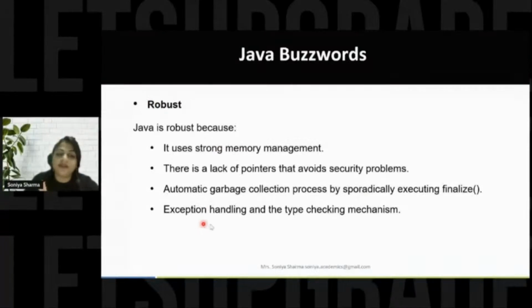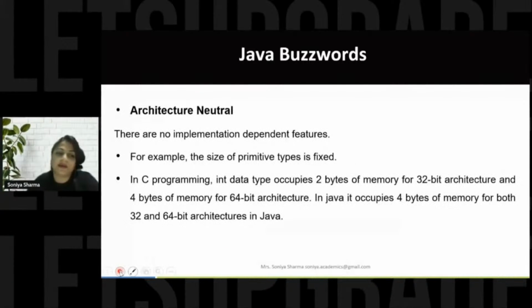So it is robust, and there is an exception handling mechanism also. What is an exception? For example, sometimes you are doing some calculations and you divide a number by 0. Now we all know that no number can be divided by 0. That is an exception. Some of these types of programming occurrences we can handle in Java with the help of exception handling.